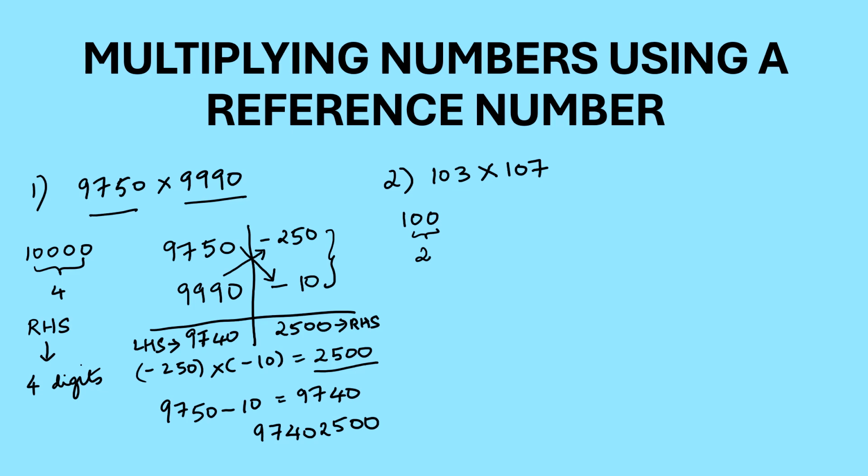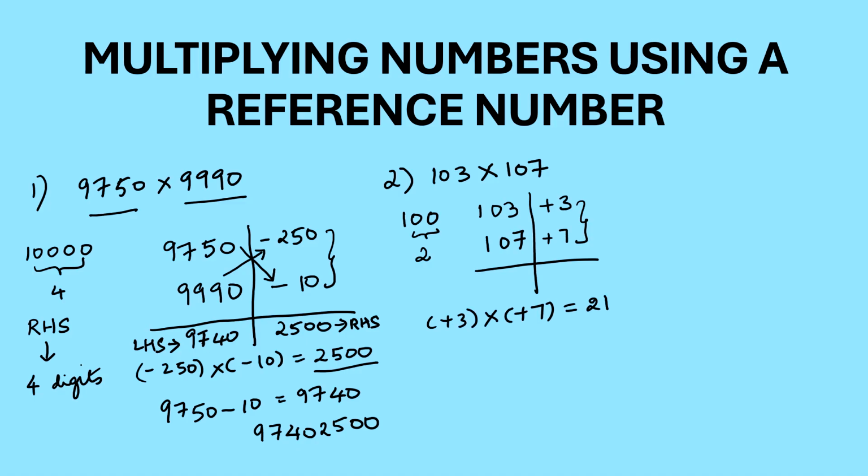Now to do the problem, we write down the numbers to be multiplied one below the other. We know that 103 is 3 more than our reference number, so we write down plus 3 next to it. We also know that 107 is 7 more than our reference number, so we write down plus 7 next to it. To calculate the RHS, you multiply these two numbers. Plus 3 times plus 7 gives you 21. And we already know that the RHS of our solution should consist of 2 digits. 21 already has 2 digits, so we write it down as it is.